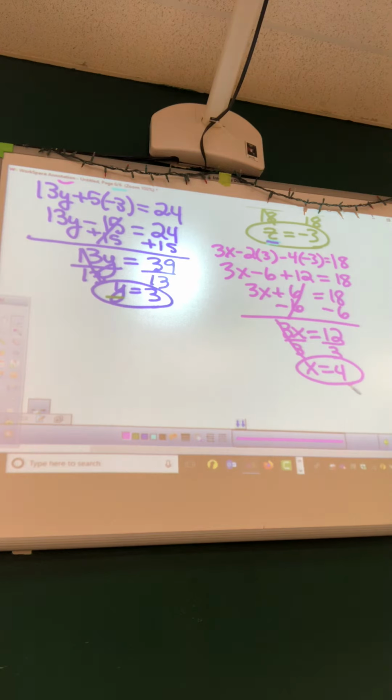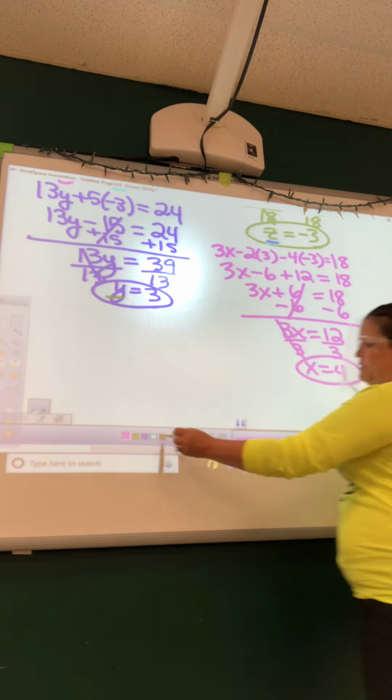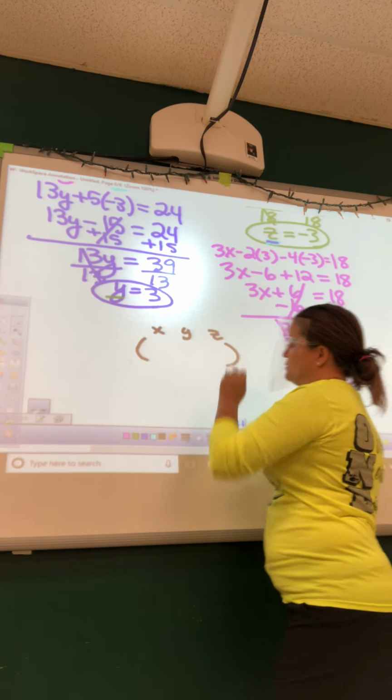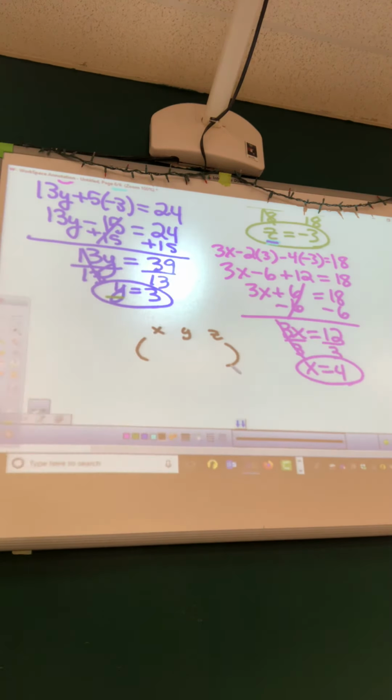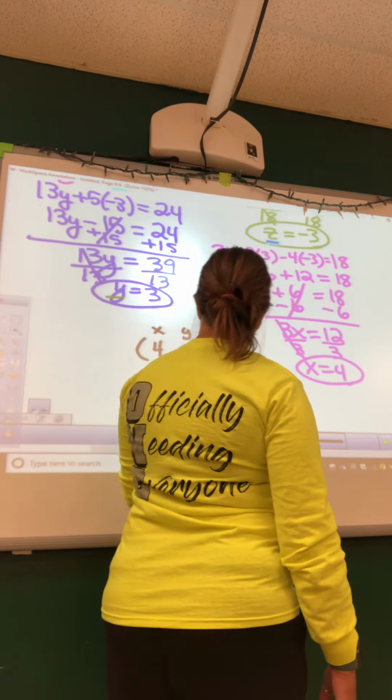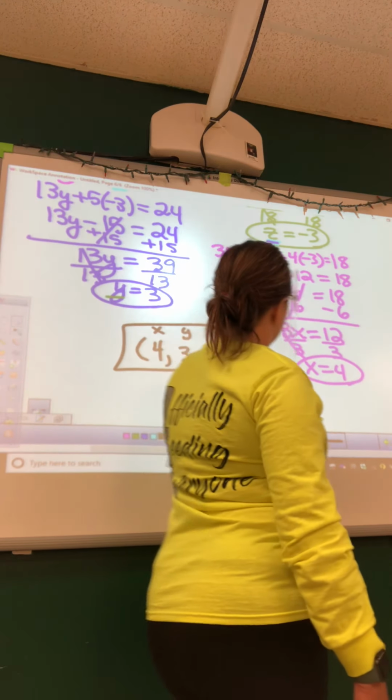Once we get all of those, we think about it. It has to be in order triple. So we want x, y, z alphabetically. So how does that ordered triple go? 4, 3, and -3. Very good. And that would be our answer.